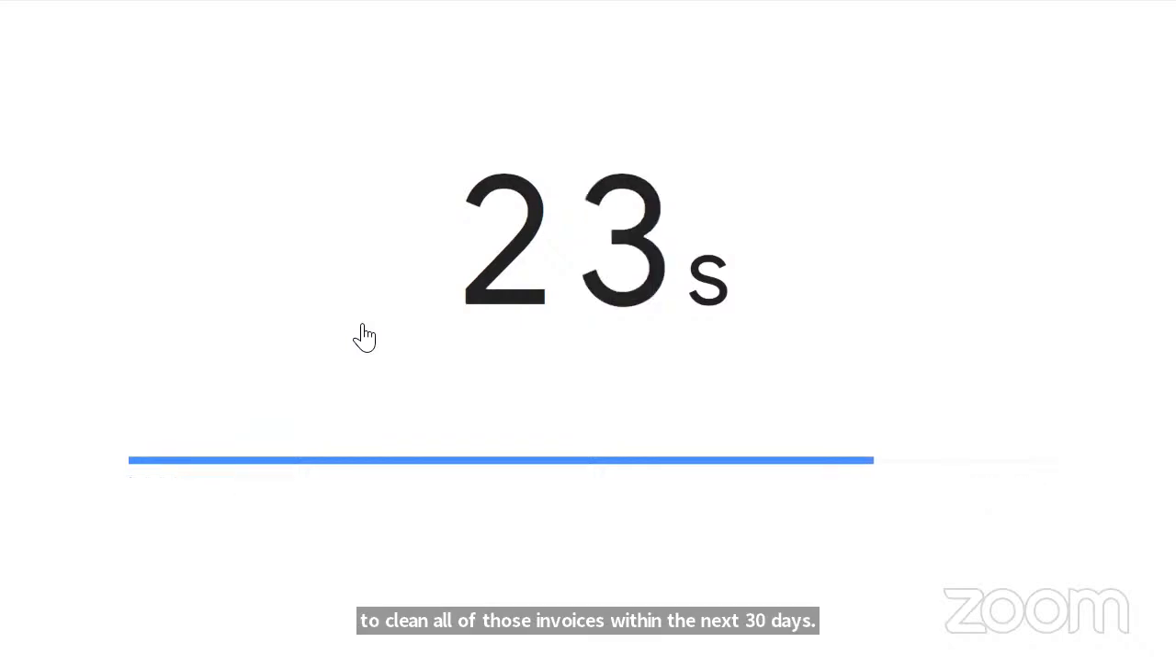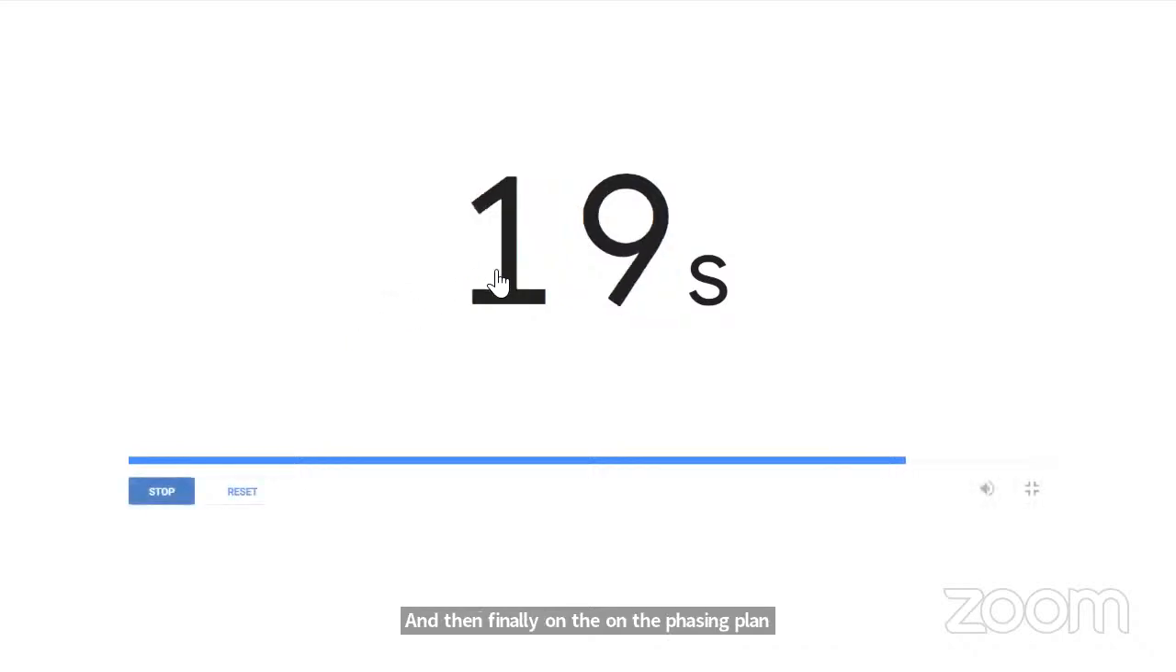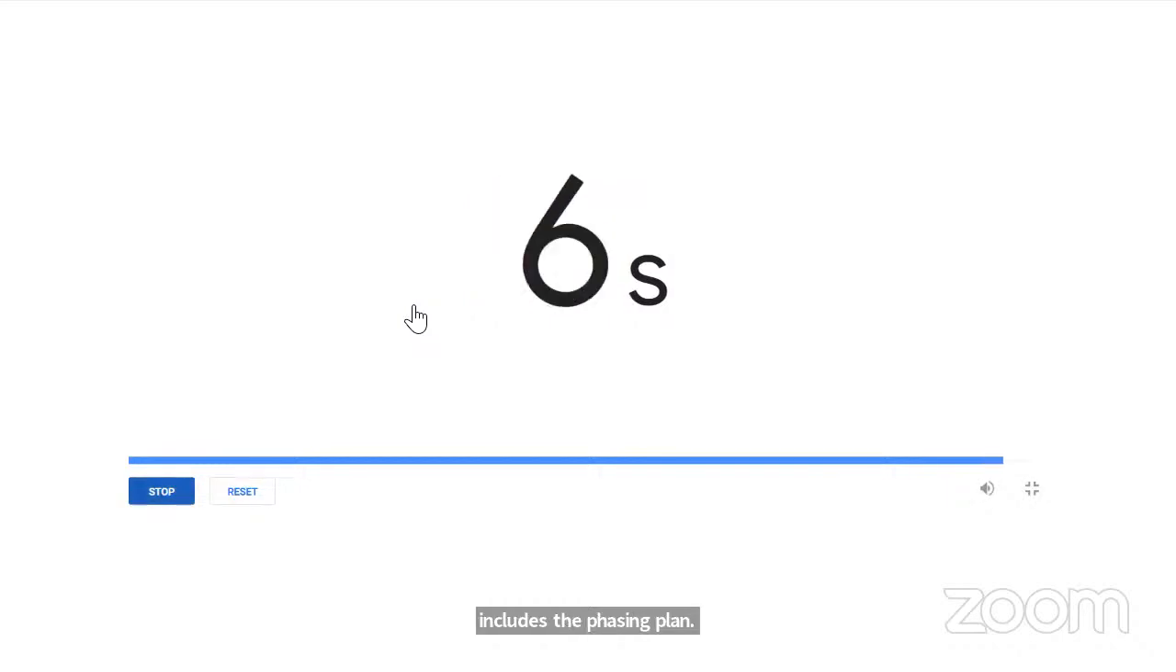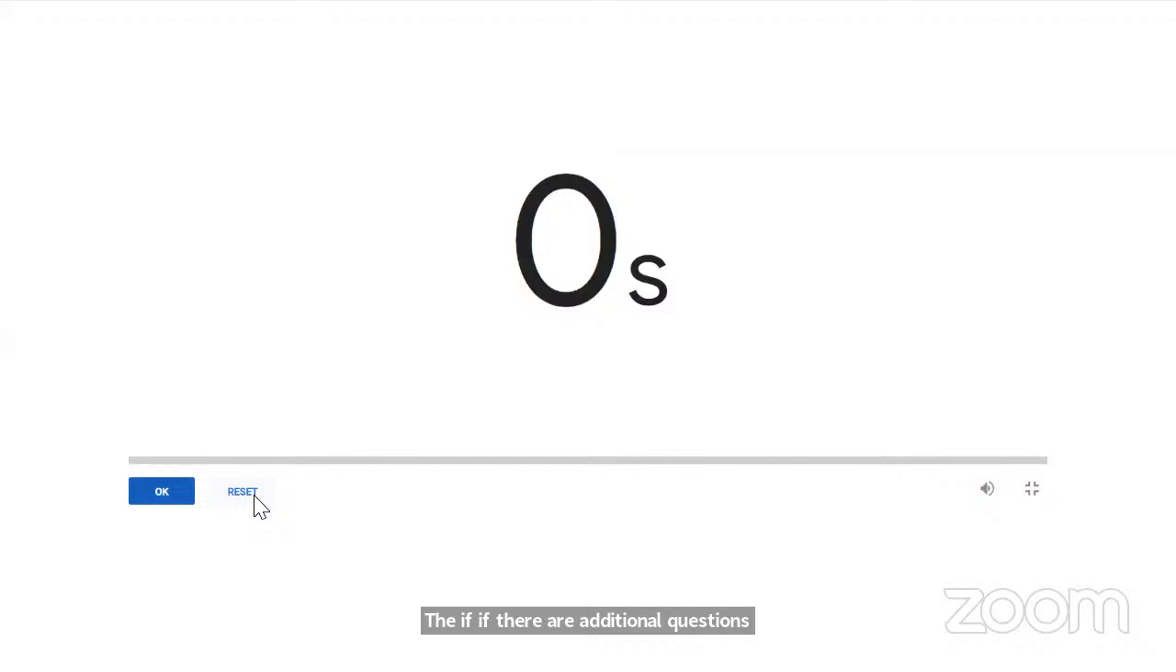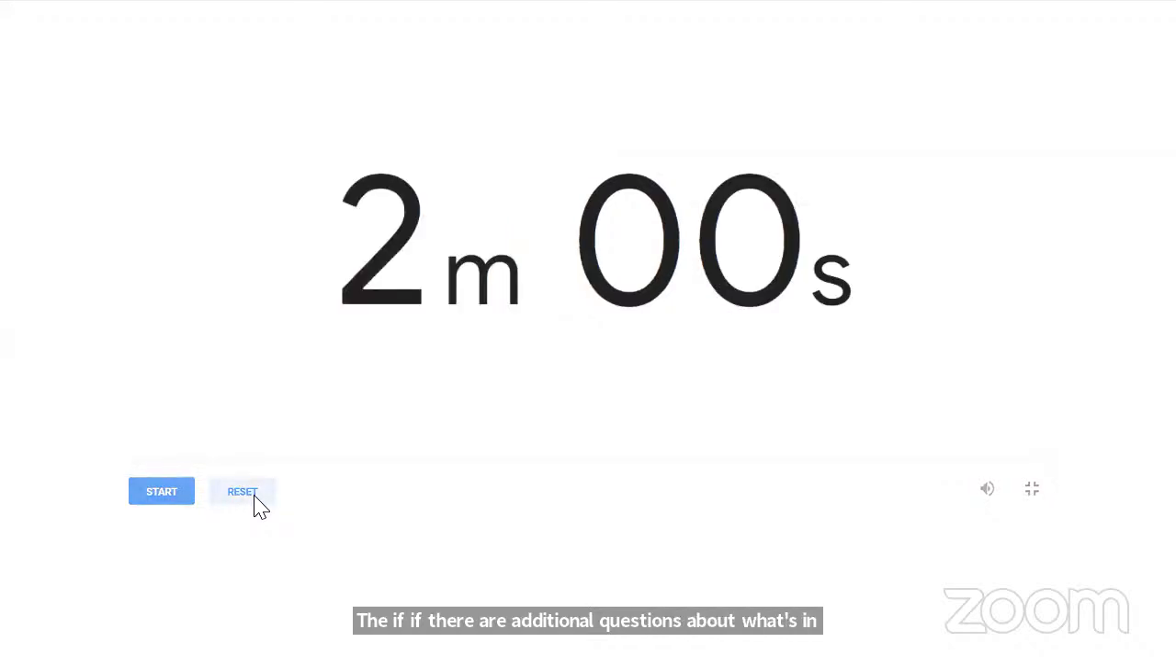And then finally, on the phasing plan, the project will be constructed in 2 phases. The DDA that was approved by the council back in 2020 includes the phasing plan. If you look at the phasing plan, it is quite detailed about what is included in each phase. If there are additional questions about what's in or out, we would be. Your time has expired. Thank you.